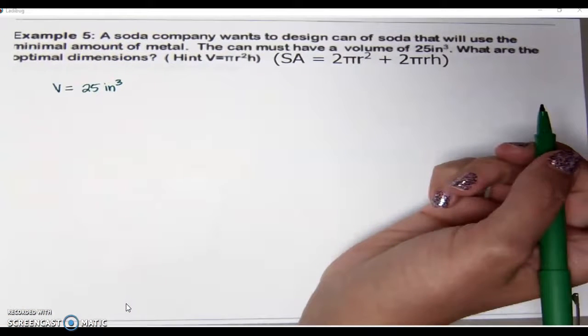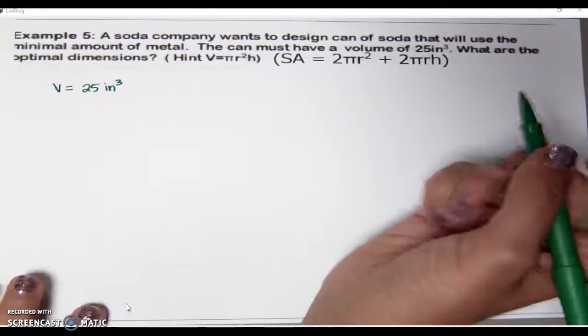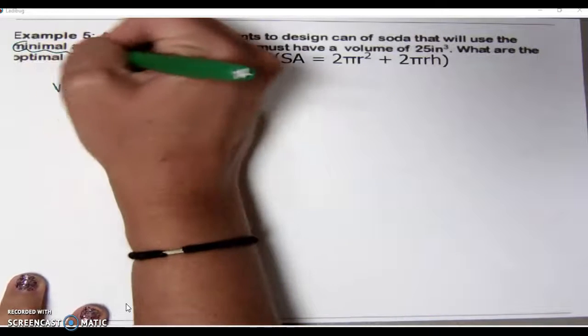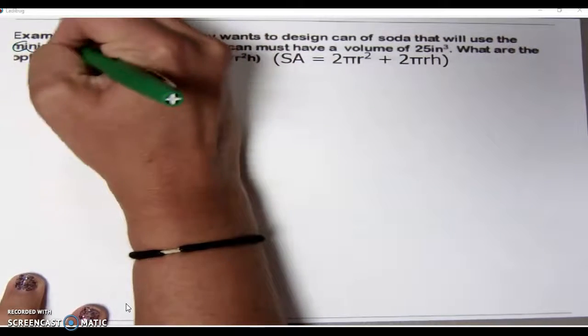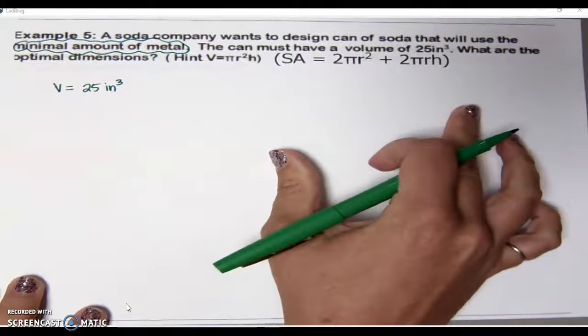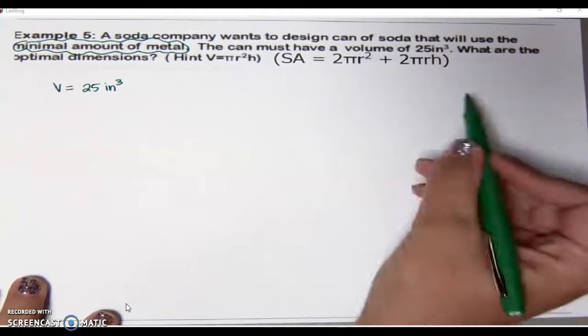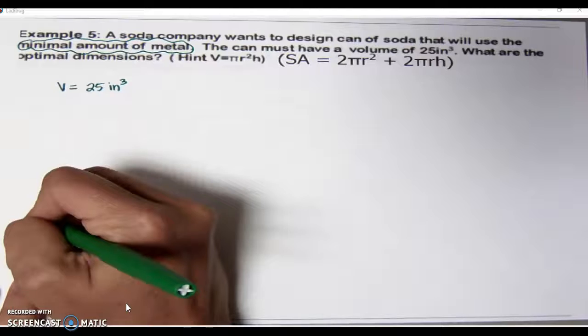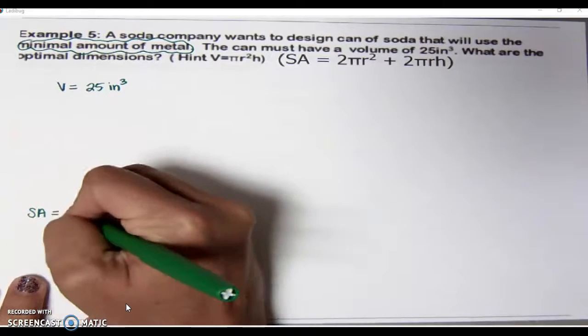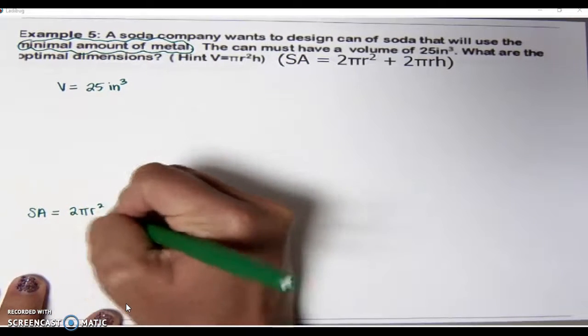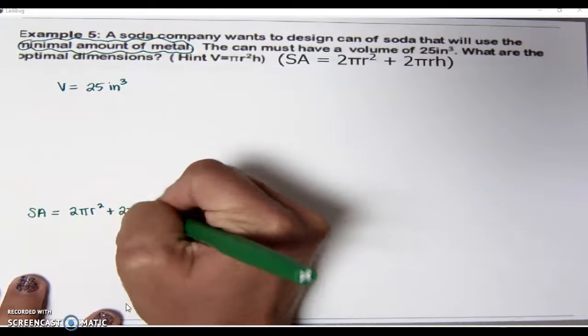Okay, and we want to minimize the amount of metal. So we want to minimize the surface area. So we're going to have to find the minimum of the surface area. And the surface area formula is given here. I'm going to go ahead and write it down here. So see how it's 2 pi r squared plus 2 pi r h.